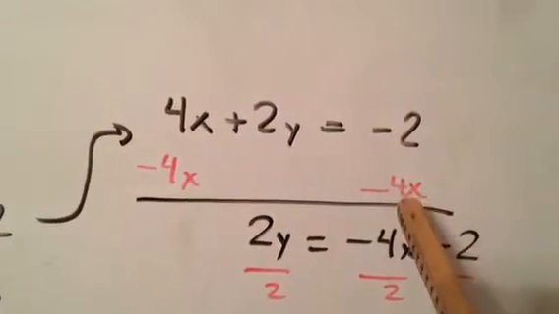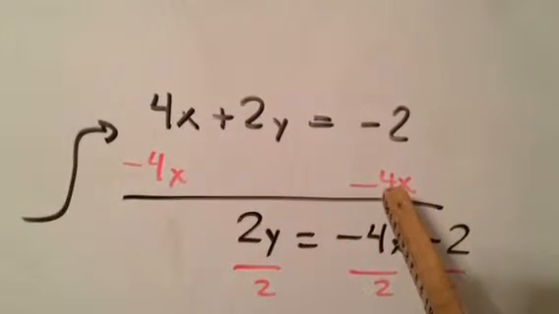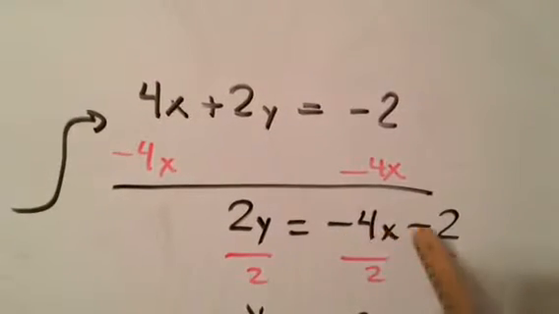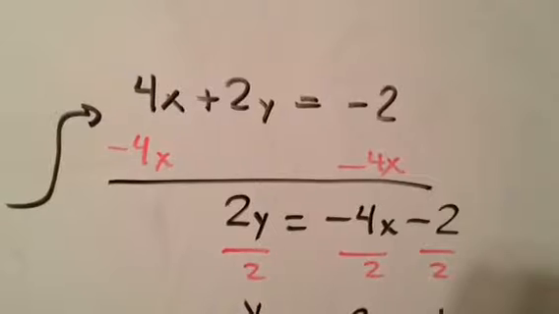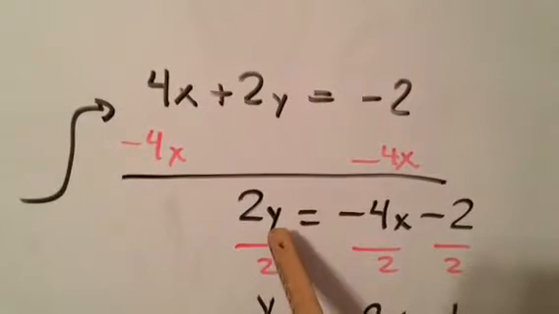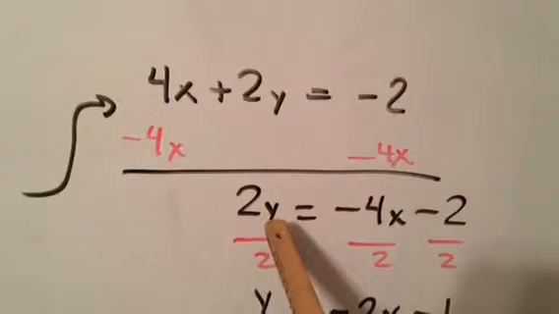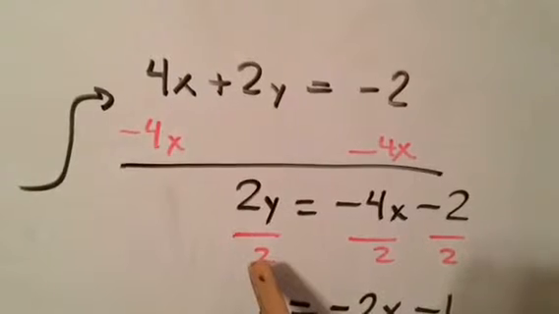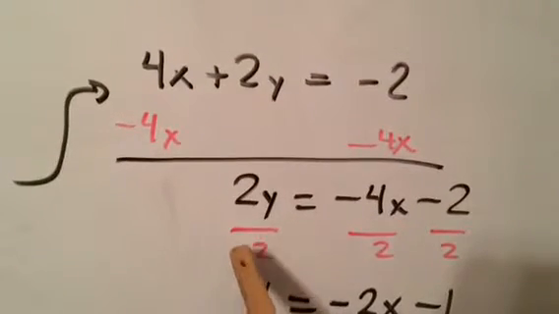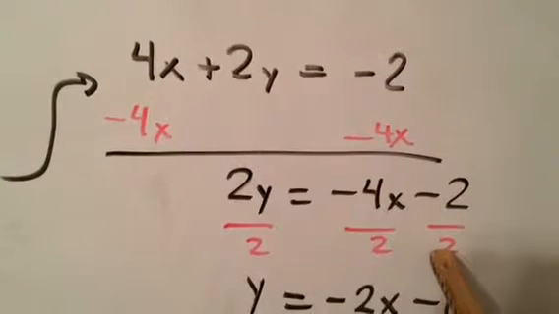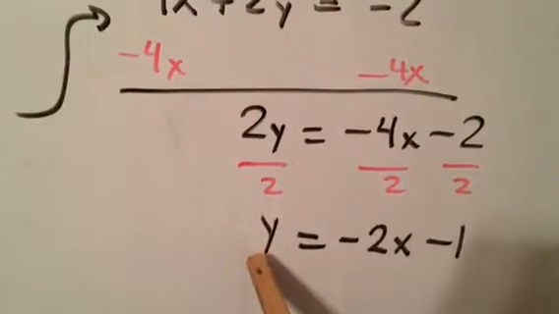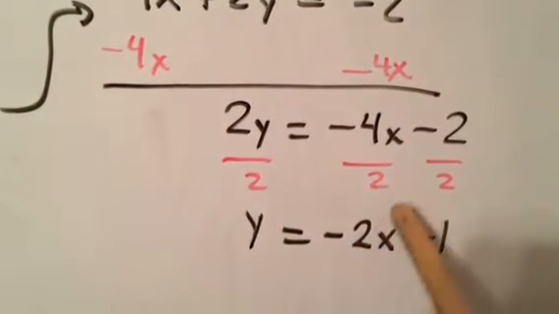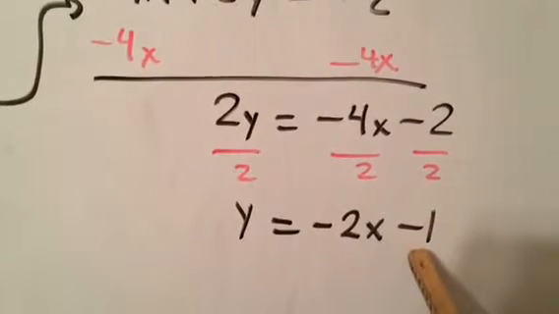Over here, the -2 and the -4x cannot be combined together because one is a variable and one is a constant term. Therefore, we must write it as -4x minus 2. Because we're solving for y, I must get rid of the 2 that's being multiplied by y by taking the inverse, which is dividing by 2. When you divide by 2, you divide everything by 2. When I do that, I'm left with y equals -4 divided by 2 is -2x. -2 divided by 2 is -1.